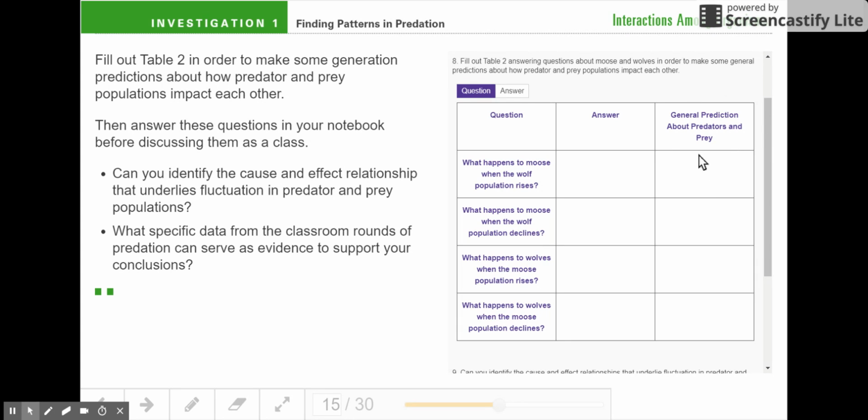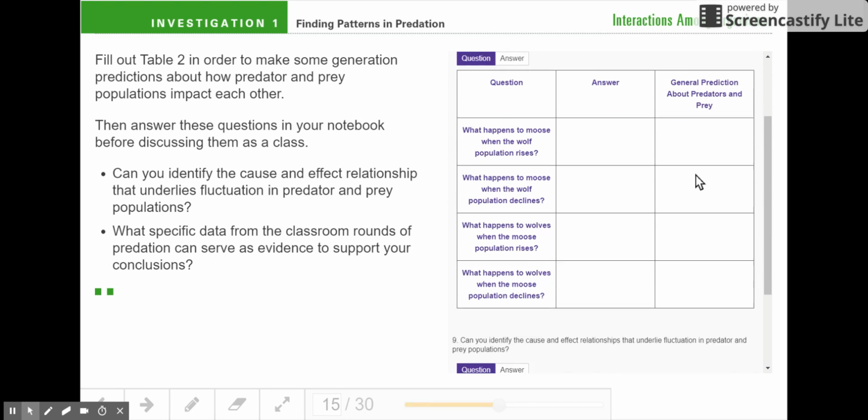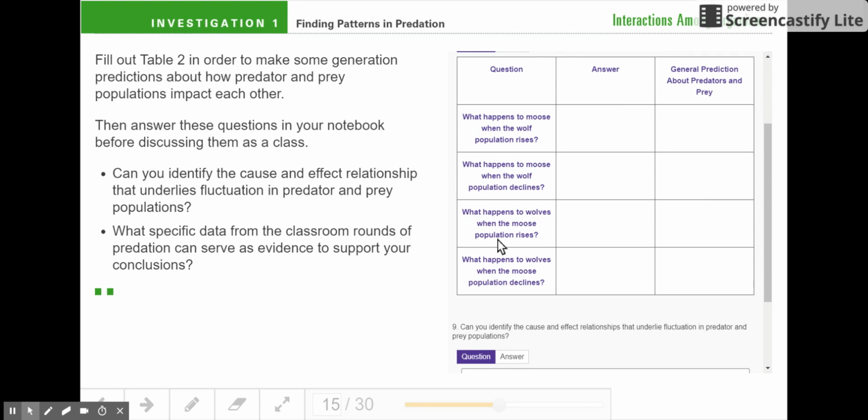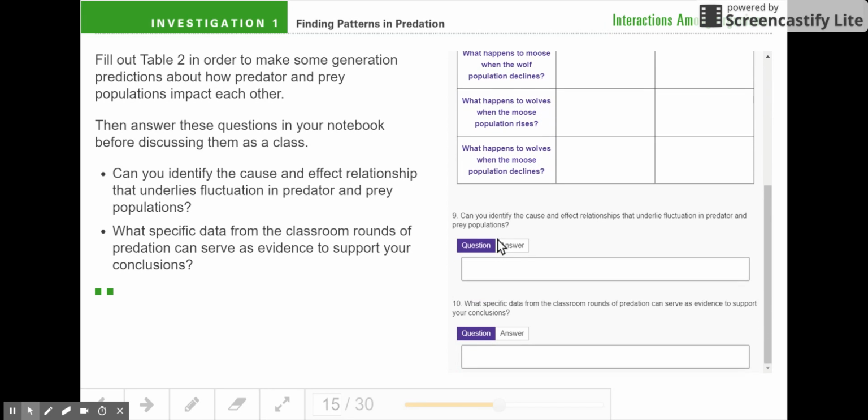Think about what this tells us, right? If we see that moose populations fall when a wolf population rises, what does this tell us about predators and prey? And what happens when other things happen within that relationship? Think about the data we looked at yesterday. And then finally, 9 and 10, think about cause and effect relationships that underlie fluctuation in predator and prey populations.